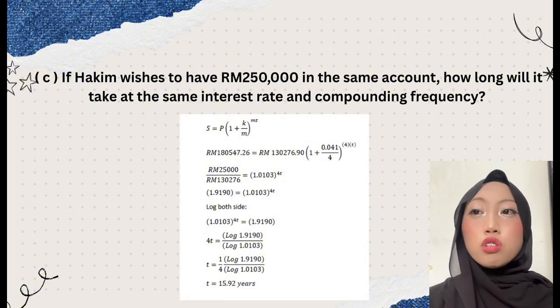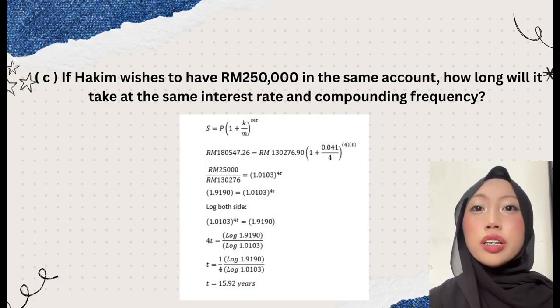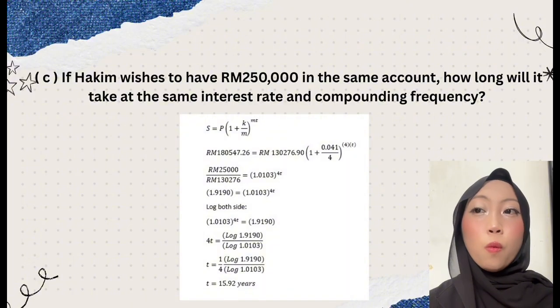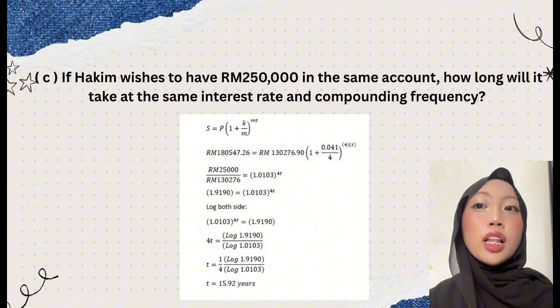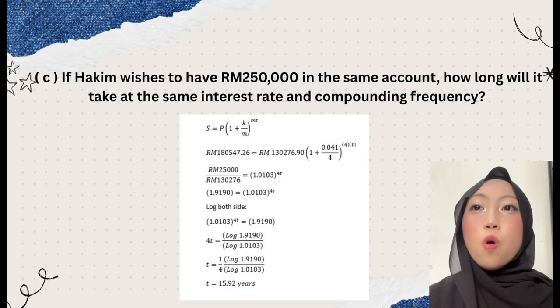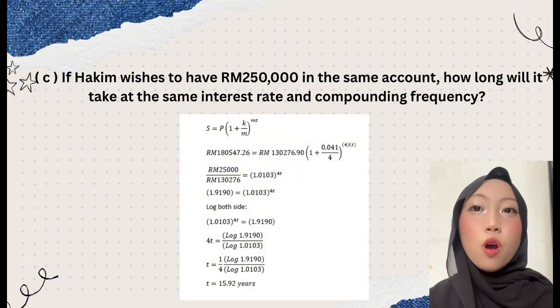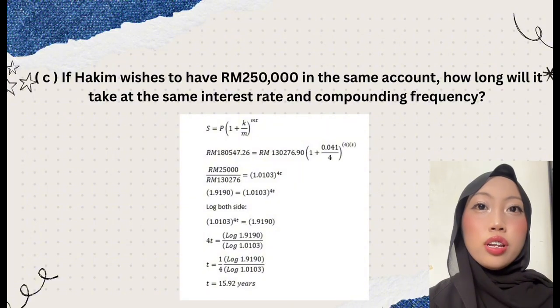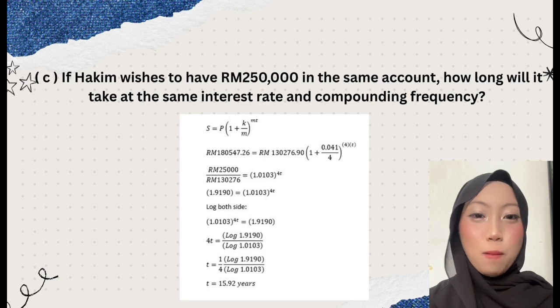To solve for t, we take the logarithm of both sides, allowing us to bring down the exponent. Lastly, we rearrange the logarithmic equation given, which is 4t equals log 1.9190 divided by log 1.0103. And then we divide by 4 to isolate t. After calculating, we find that it takes approximately 15.92 years for the investment to grow to the target amount.